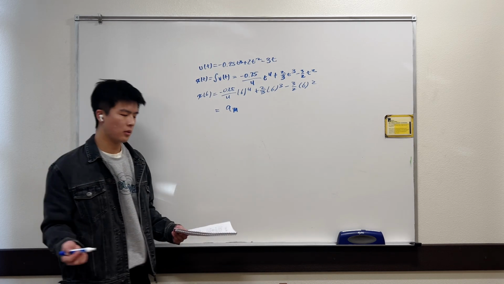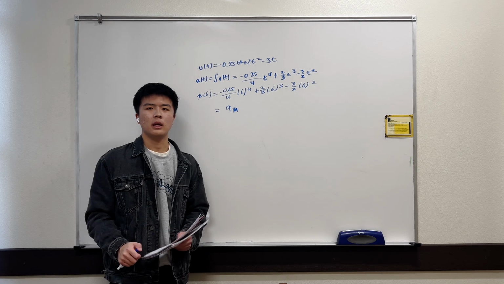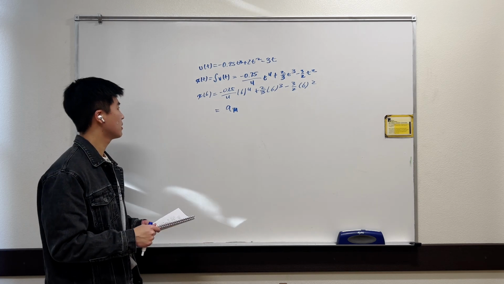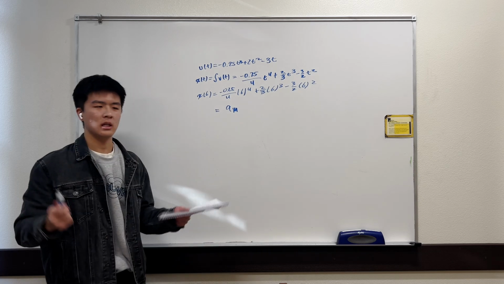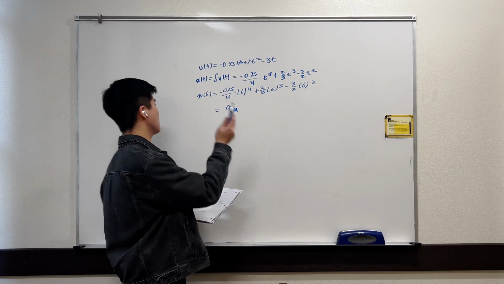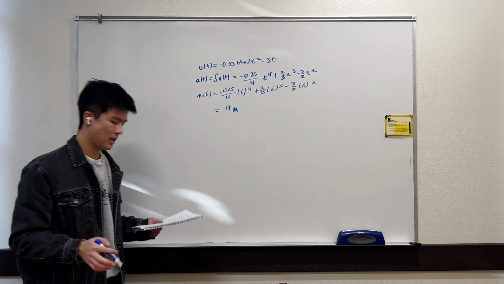This is more of a review question, something we went over in the second or third week of school. And so just a quick little review. The integral of velocity is a position. Just plug in t equals 6 seconds into that, you get 9 meters per second.